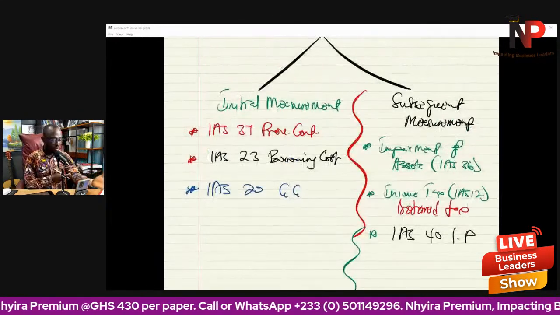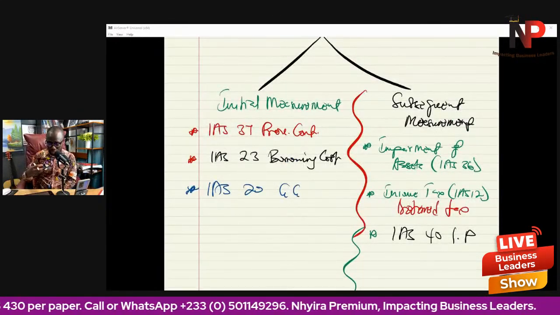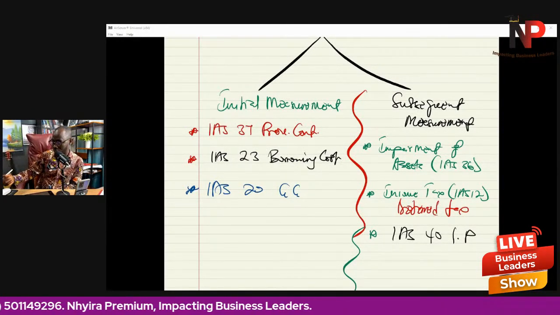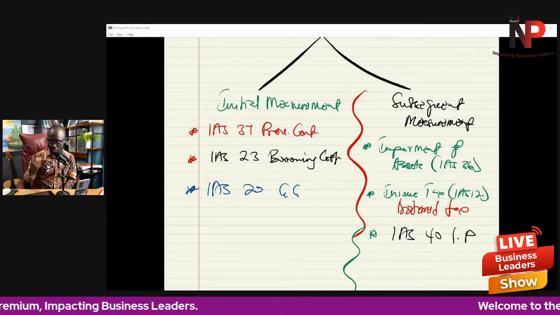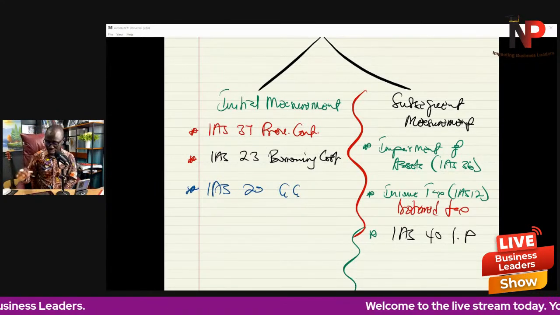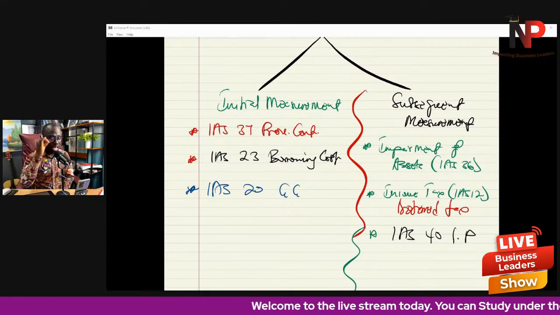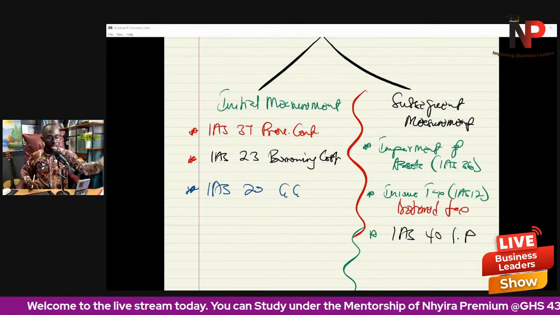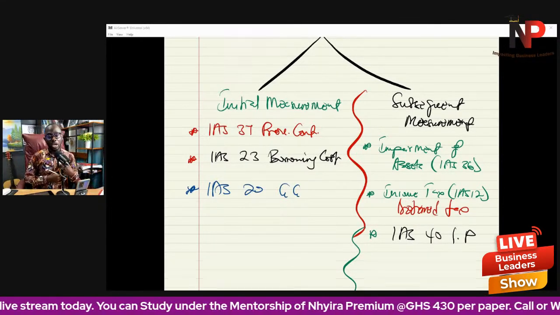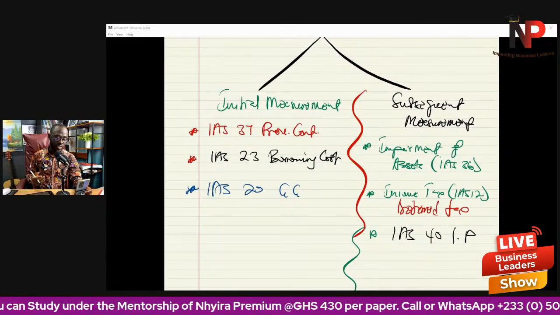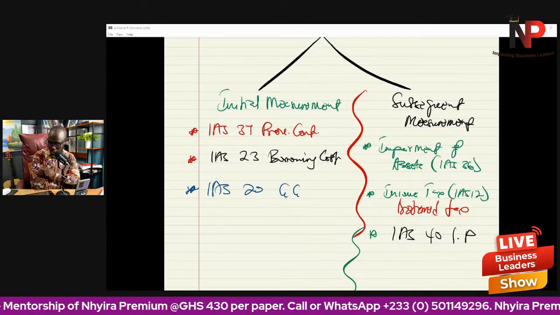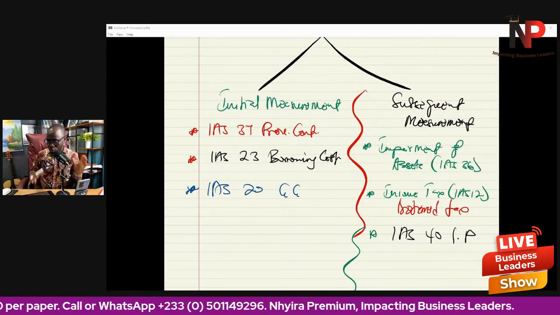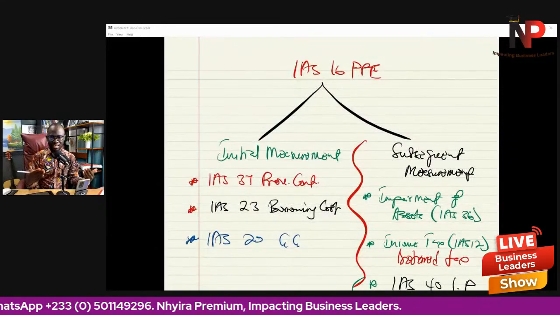So in the initial measurement, we're looking at IAS 37. We're looking at IAS 23. We're bringing in government grant. In the subsequent measurement, we are looking at impairment of assets, IAS 36, deferred tax, income tax, IAS 12, and then IAS 40, investment property, because probably the entity is transferring an asset that is being used into a non-owner occupied asset or vice versa. And you must know how to account for it. I hope you see the way we're dealing with this. So that is how you learn the standards.